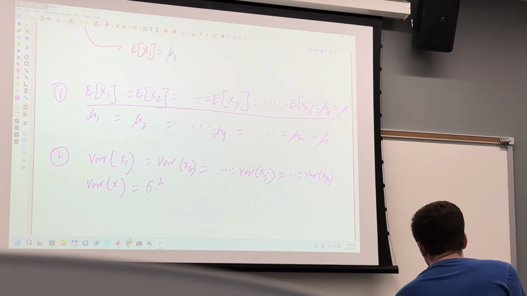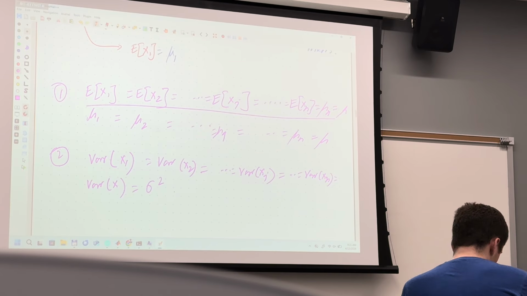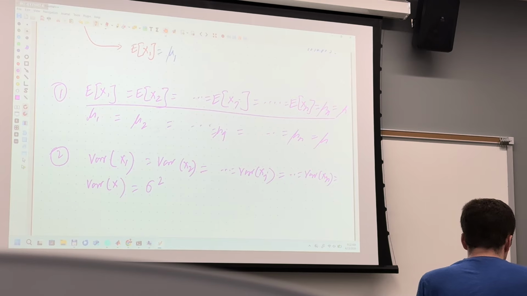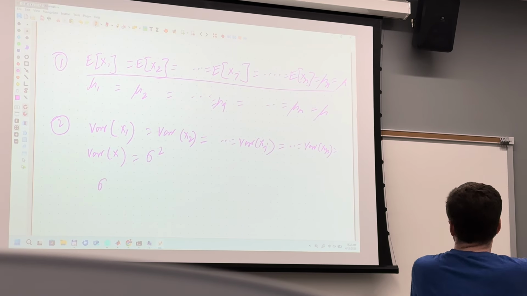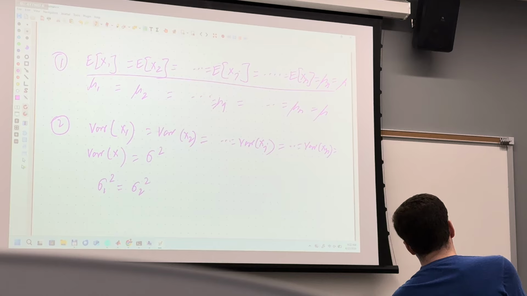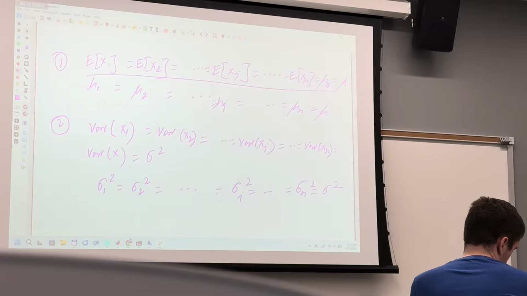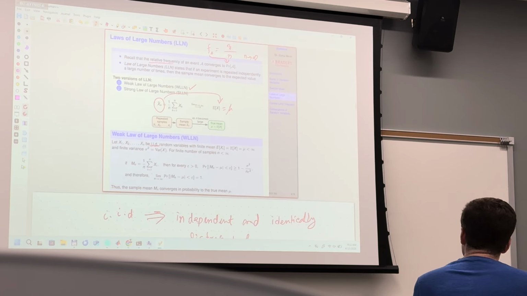So the variance of all random variables will be the same. All random variables will have the same mean and variance for the random variables to be independent and identically distributed, IID. In short, you can write sigma 1 squared equals sigma 2 squared equals dotted sigma j squared equals dotted sigma n squared equals sigma squared. So that's all that independent and identically distributed random variables mean.